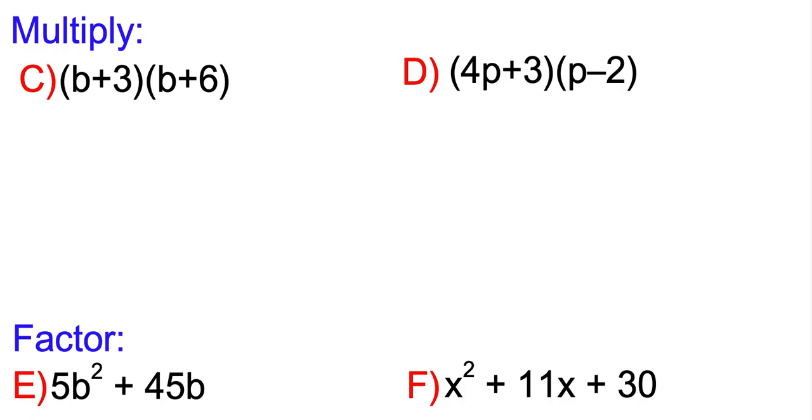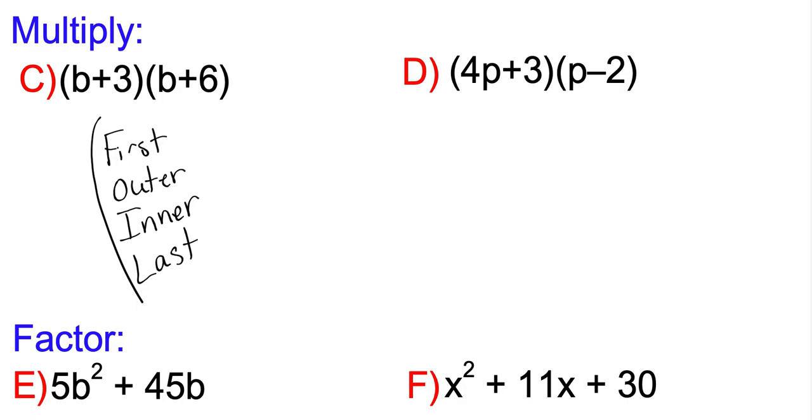Okay, so multiplying for C and D. These are binomial pairs. Okay, that's a binomial, that's a binomial. We're foiling here. To multiply this stuff, you use the FOIL method. FOIL stands for first, outer, inner, last. FOIL. Okay, hopefully you remember that.